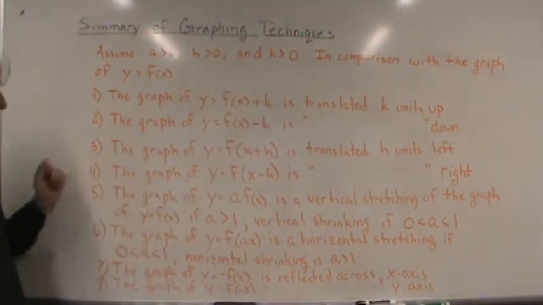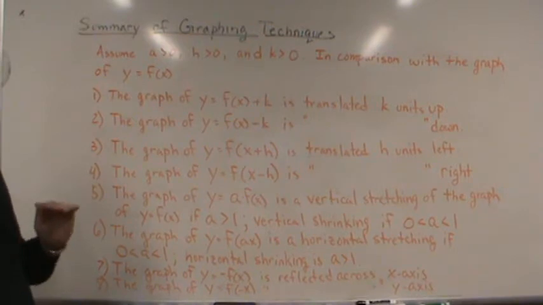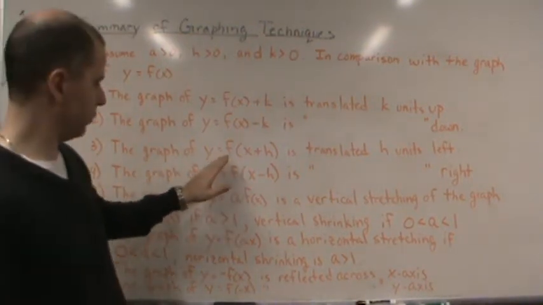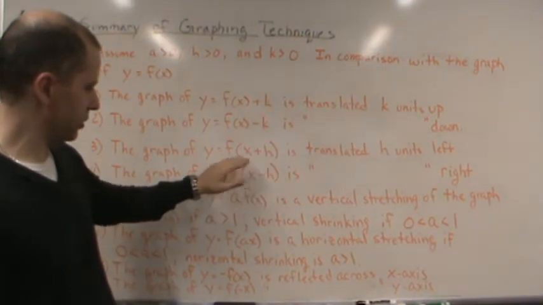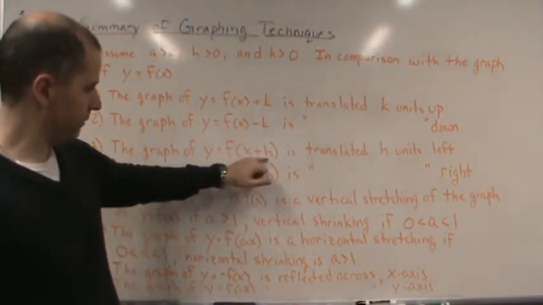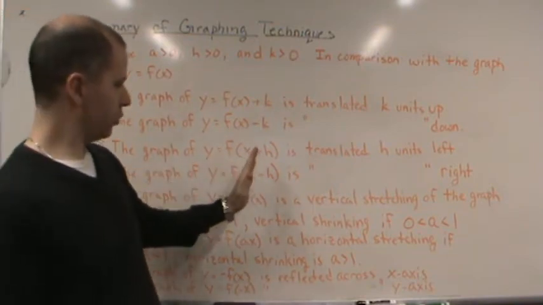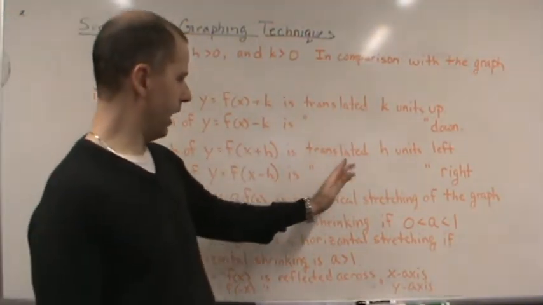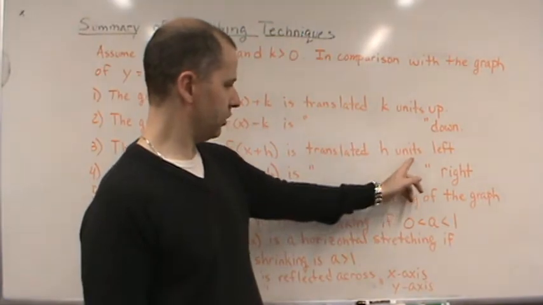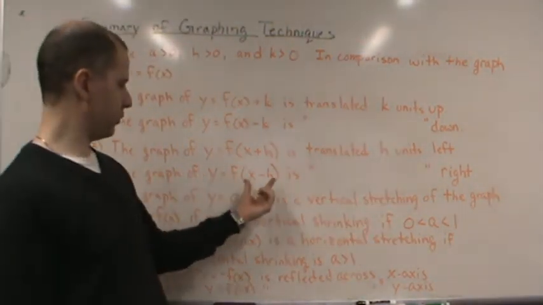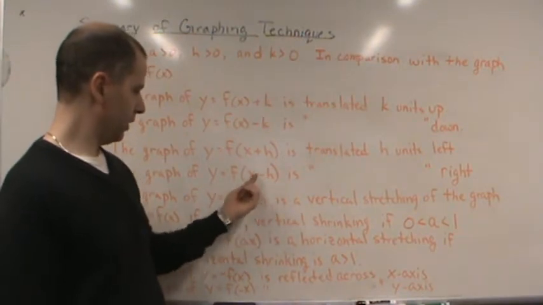And then 3 and 4 deal with a horizontal translation. So 3 says the graph of y equals f of x plus h. Again, we're adding inside the function, so we're adding values to x. So this is going to be a translation to the left. It's translated h units to the left. Number 4, we're going to subtract. What if we subtract h units from inside the function?